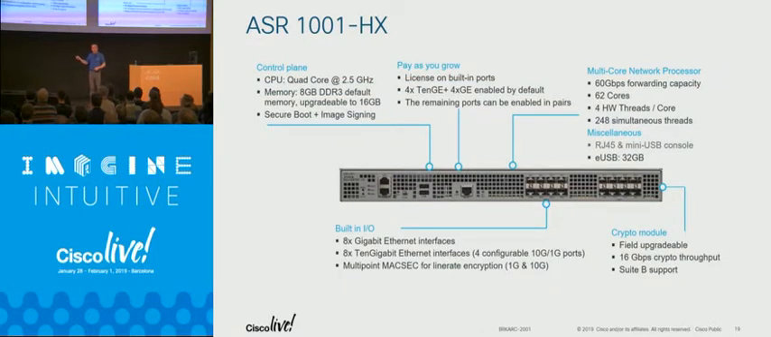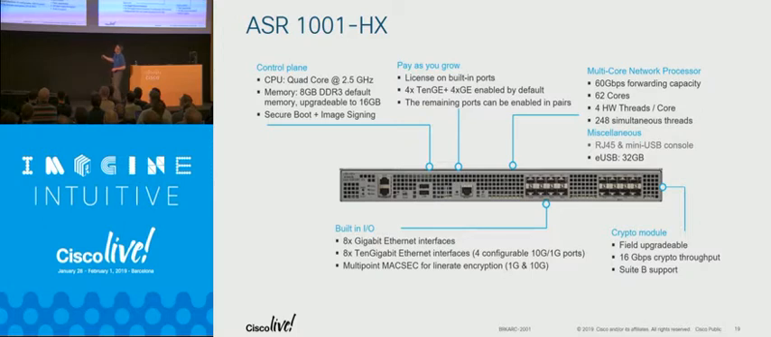The 1001HX, let's start with the I/O interface. 8 built-in gig ports, 8 built-in 10 gig ports. Each interface supports multi-point MACsec. So on every interface you can turn on MACsec. You get line rate performance for layer 2 encryption. The control plane is an Intel Ivy Bridge, a quad-core CPU clocked at 2.5 gigahertz, DDR3 memory, default 8 gigabyte, upgradable to 16 gigabyte. The forwarding plane is a single QFP capable of 60 gigabit per second forwarding capacity.